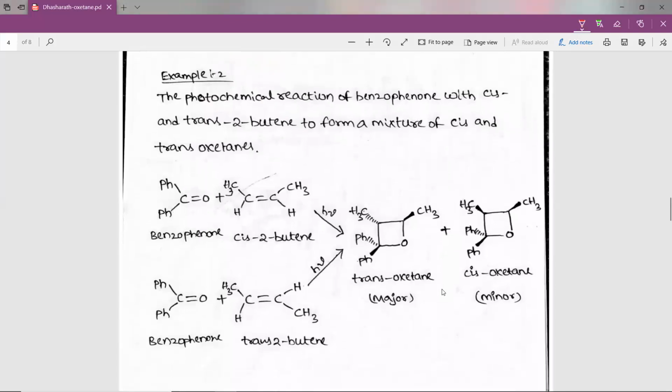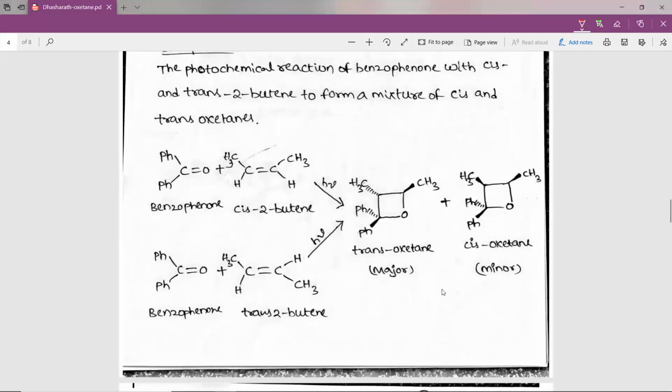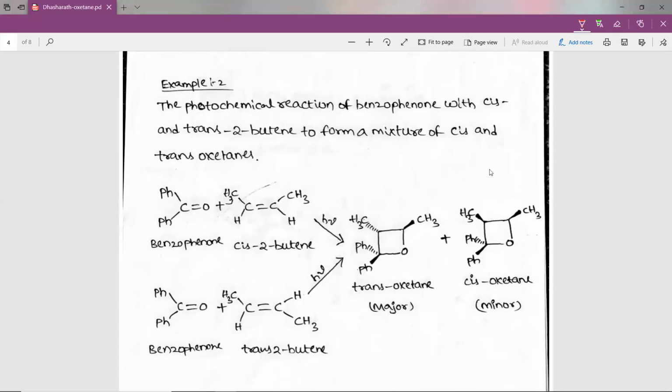Another important example is the reaction of cis and trans butenes with benzophenone. The photochemical reaction of benzophenone with cis and trans 2-butenes forms the same mixture of two oxetanes, trans oxetane and cis oxetane. Of these, the trans oxetane is the major product and the cis oxetane is the minor product.